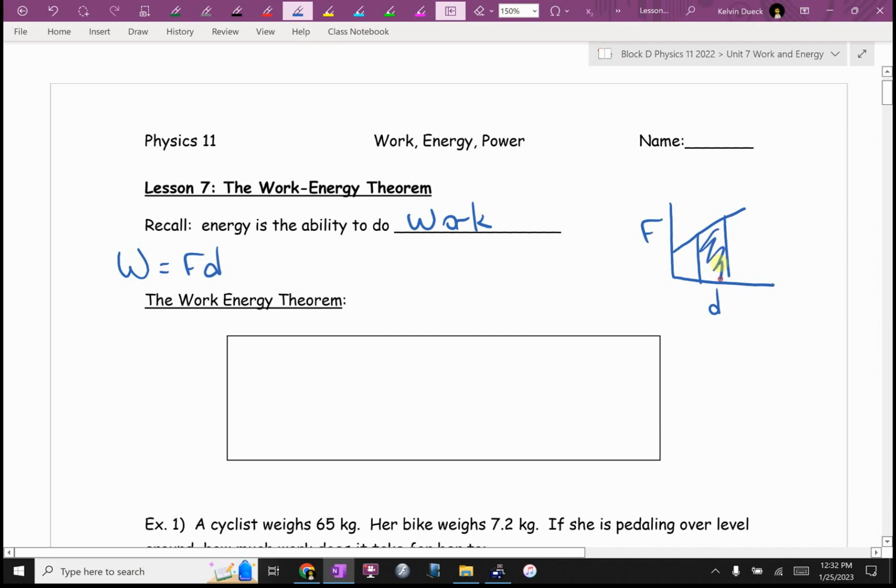Work was also the area underneath a force versus distance graph. This is where we had that trapezoidal area and you broke it up into a triangle and a rectangle. Okay. There's a much better definition of work.